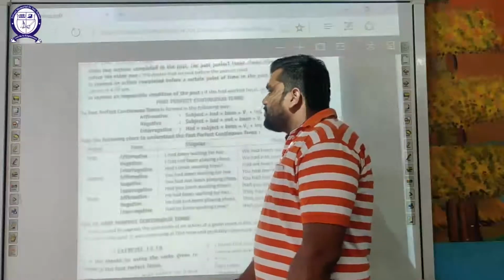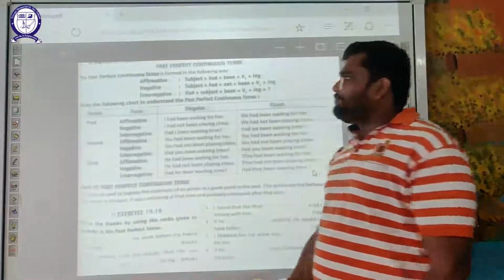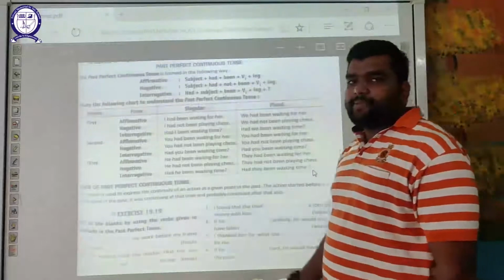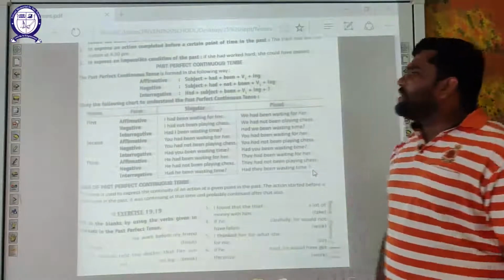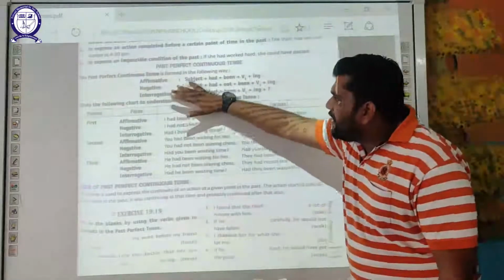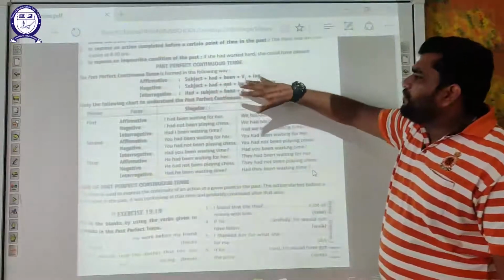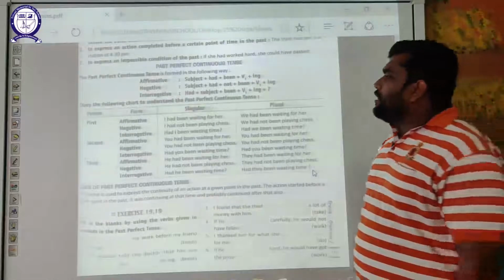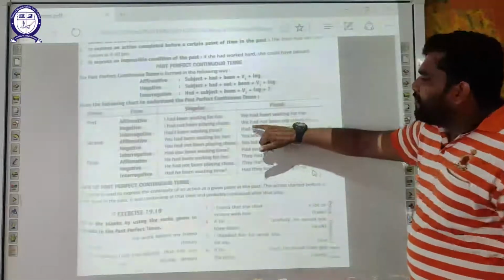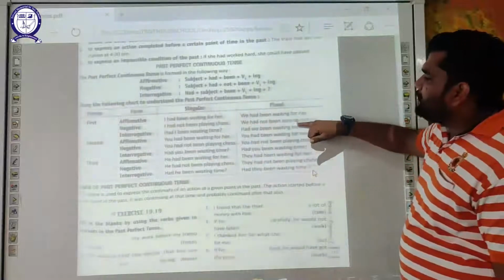Moving to past perfect continuous. Another time we need to add been, but helping verb will remain had. Okay. Subject plus had been plus first form plus ing. I had been waiting for her. Subject plus had not been plus first form plus ing. We had not been playing chess.